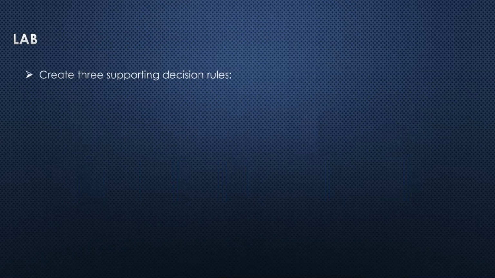So what we are going to do in this particular video is create three supporting decision rules first. The first decision rule is based on the expression, and in this expression rule, we are going to get the total score of five subjects.